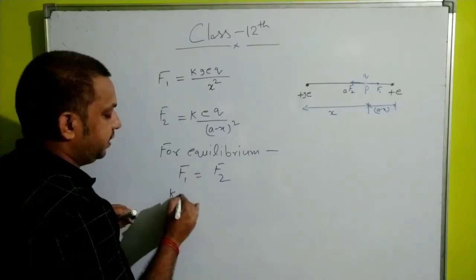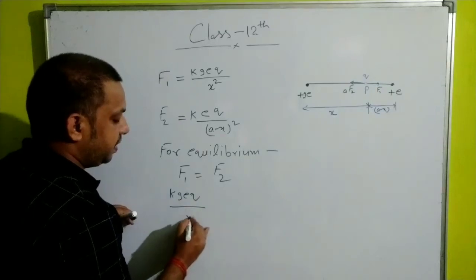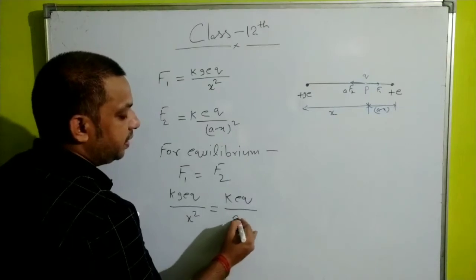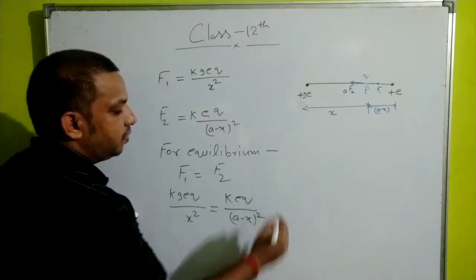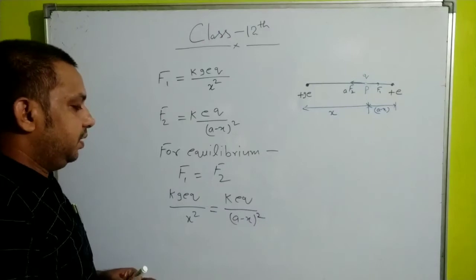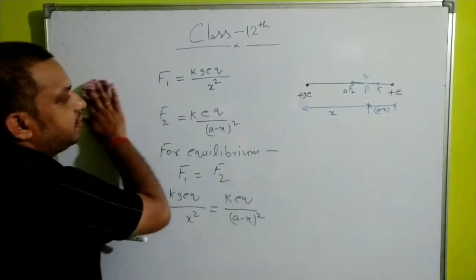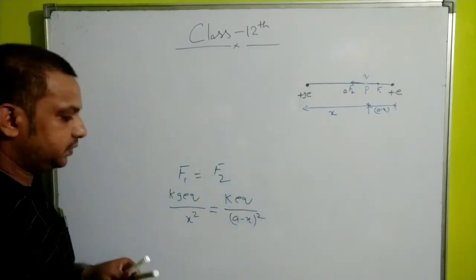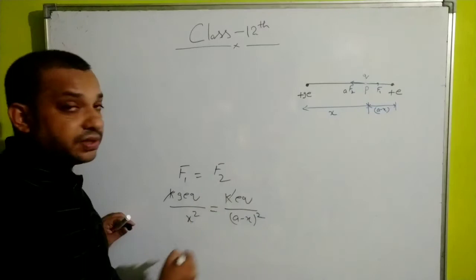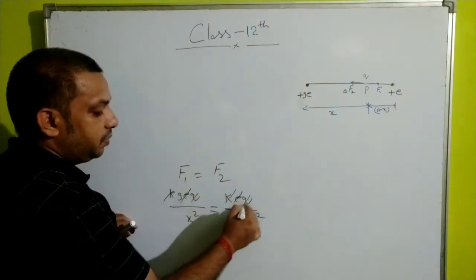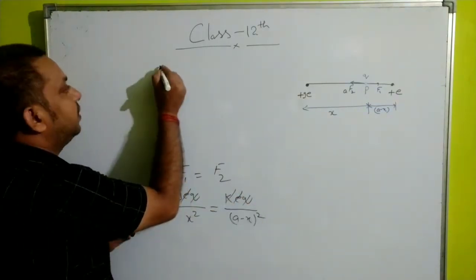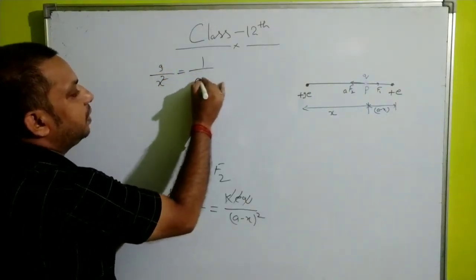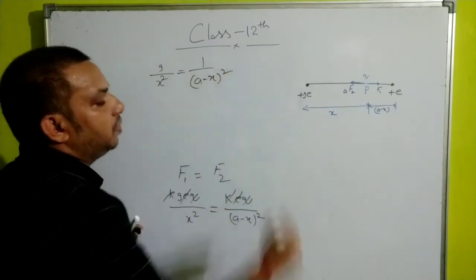So put the values of F1 and F2. You will get K 9EQ divided by x square is equal to KEQ divided by a minus x whole square. Clear? So just see the simplification. Here the k and k get cancelled out, eq and eq get cancelled out. So what is the remaining factor? You will get 9 by x square is equal to 1 upon a minus x whole square.